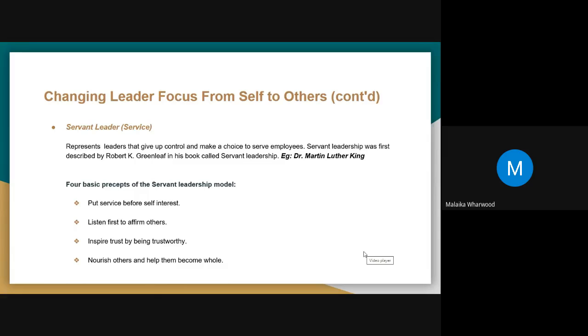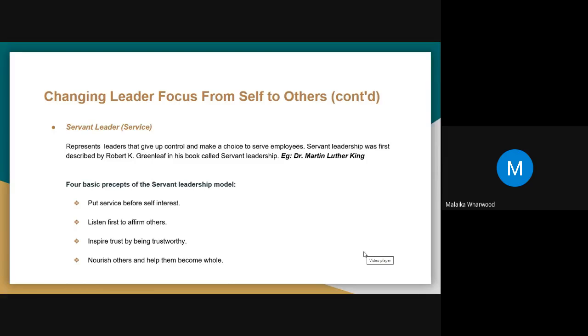So, this type of leadership basically is an upside down type of leadership. Servant leaders transcend self-interest to serve the needs of others, to help others grow and develop, and provide opportunity for others to gain materially and emotionally. So now we can look at the four basic precepts of the servant leadership model that Mr. Greenleaf described in his book.